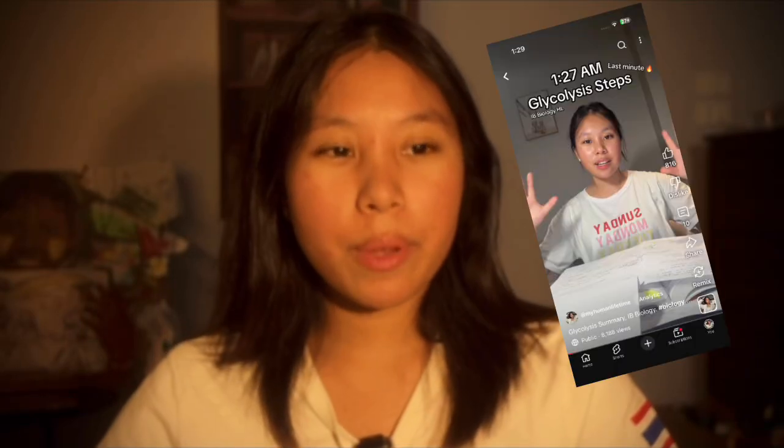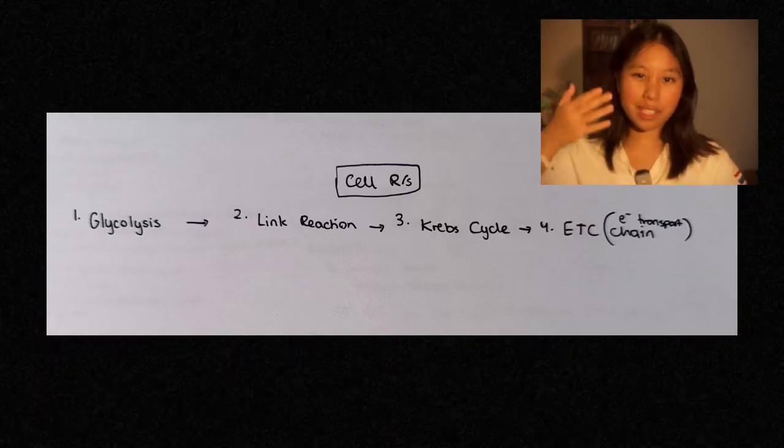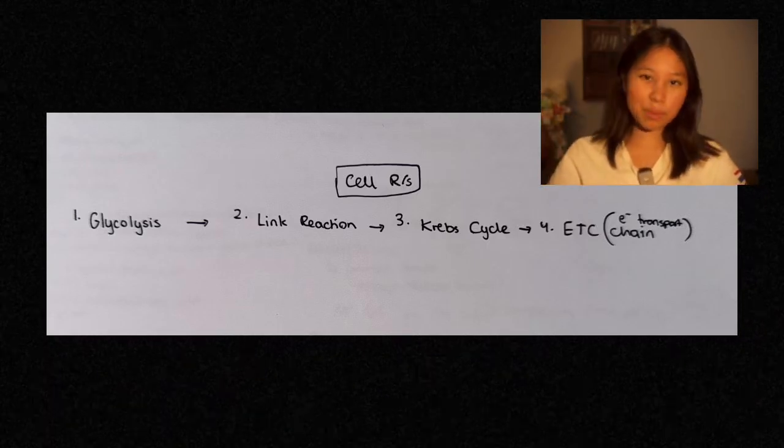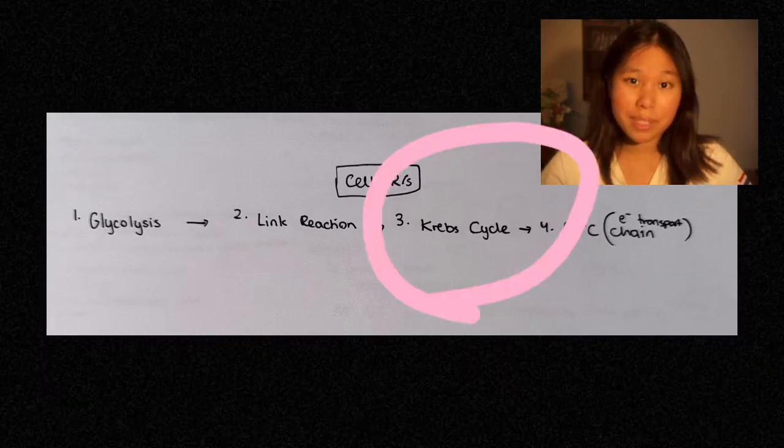Remember my last video when I explained about glycolysis? I made the acronym PLOA. P stands for phosphorylation, lysis, oxidation, and ATP synthesis. So glycolysis is like the first step of cell respiration, and in cell respiration we know that there's something called the Krebs cycle. So we need to know what reaction links glycolysis and the Krebs cycle together.